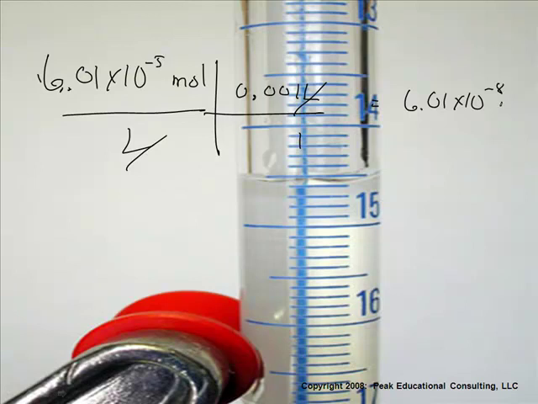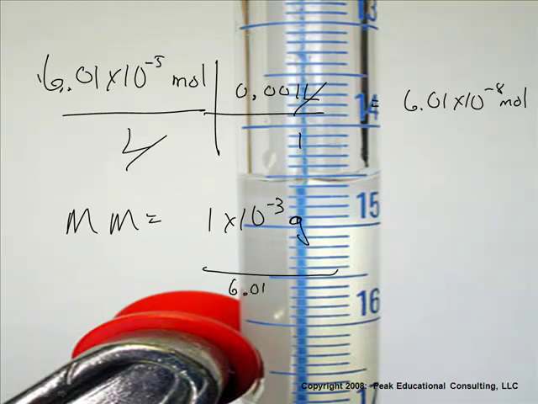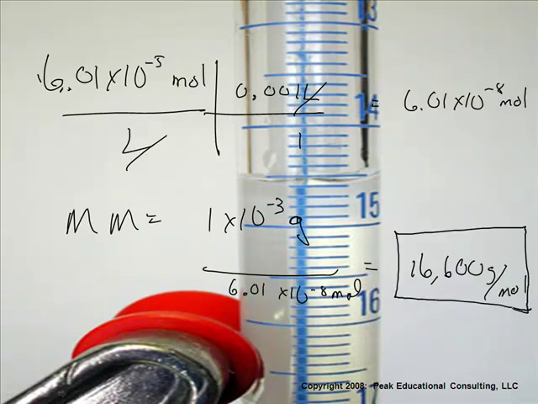So we're going to take our grams. Our grams was 10 to the minus 3. So the molar mass will be 1 times 10 to the minus 3 grams divided by 6.01 times 10 to the minus 8 moles. You're going to get a very large number here: 16,600. Now, that's a huge number. But it's a protein, and proteins have enormous molar masses. So this is something that has a big, big molar mass.